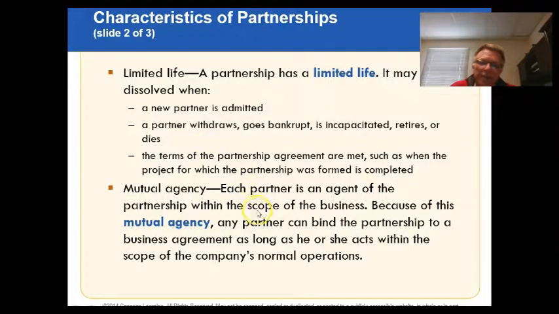And each partner is an agent of the partnership. So if one of the partners says we're going to do this and they legally bind the partnership to a certain direction, then the whole partnership is bound to that particular direction. So it's called mutual agency or shared agency.